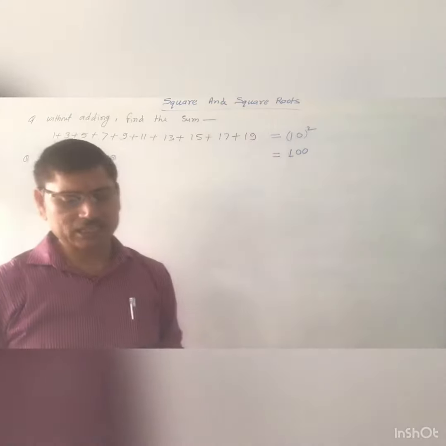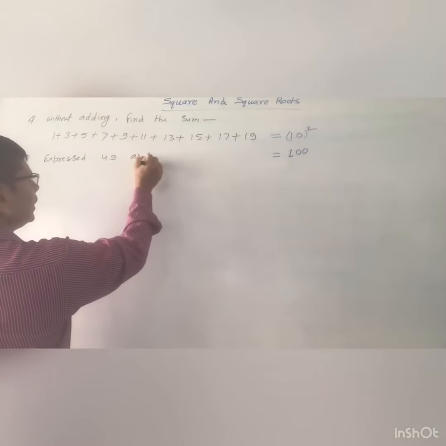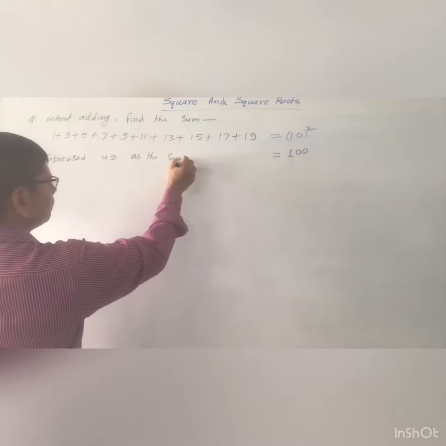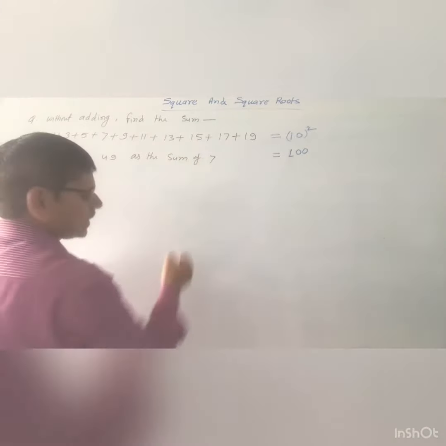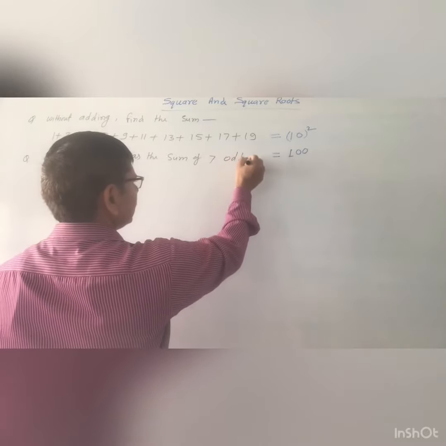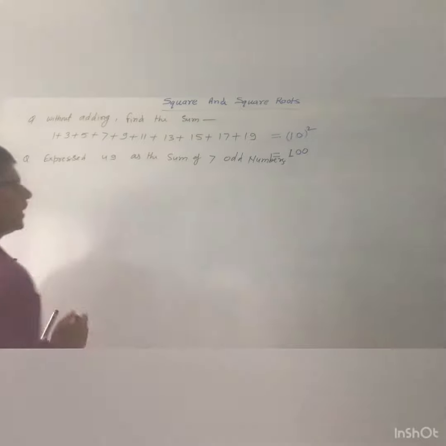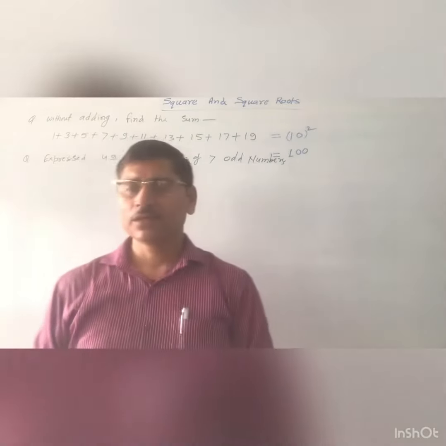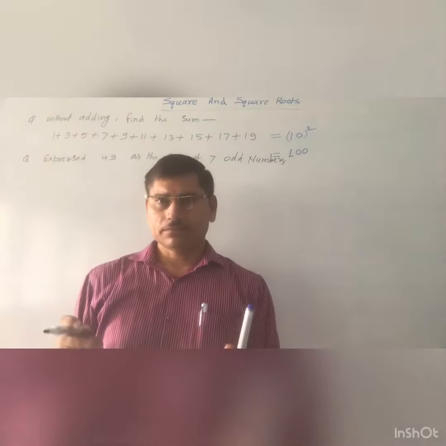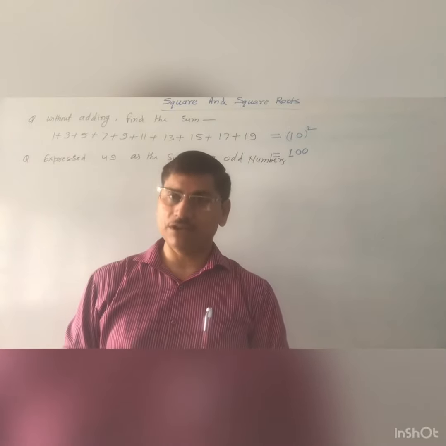Now express 49 as the sum of 7 odd numbers. Okay, this is the next question. Find the sum. Express this 49 as the sum of 7 odd numbers.